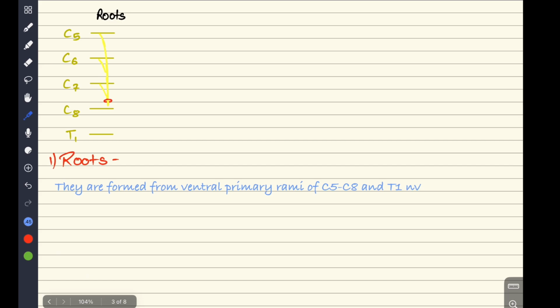Now roots. Roots are formed from the ventral primary rami of C5 to C8 and T1 nerves. Means this C5 to T1 spinal nerves, all this consist of the roots.